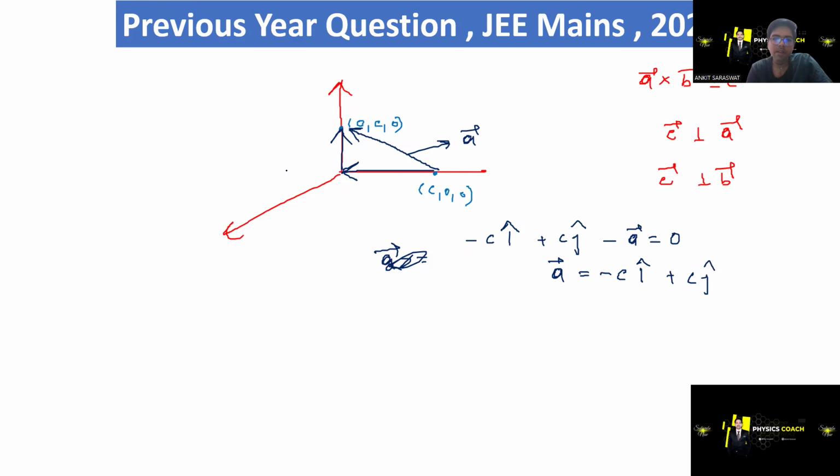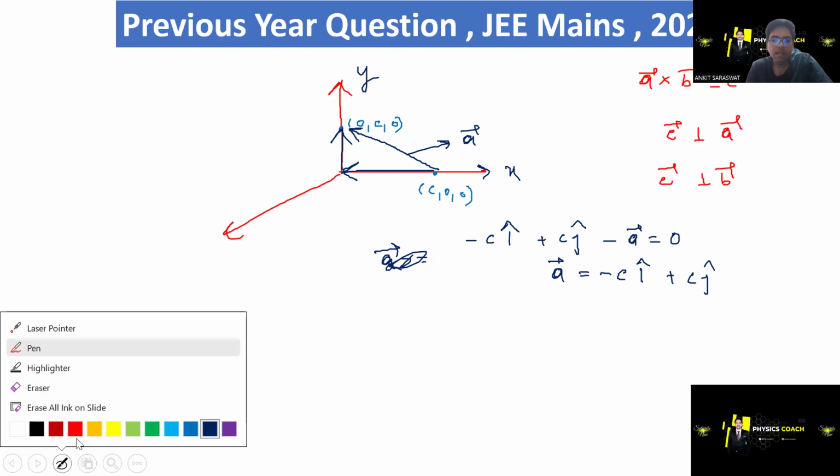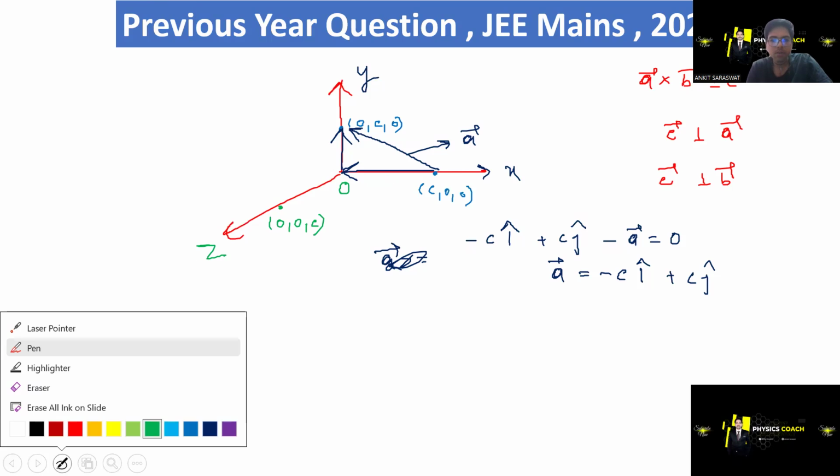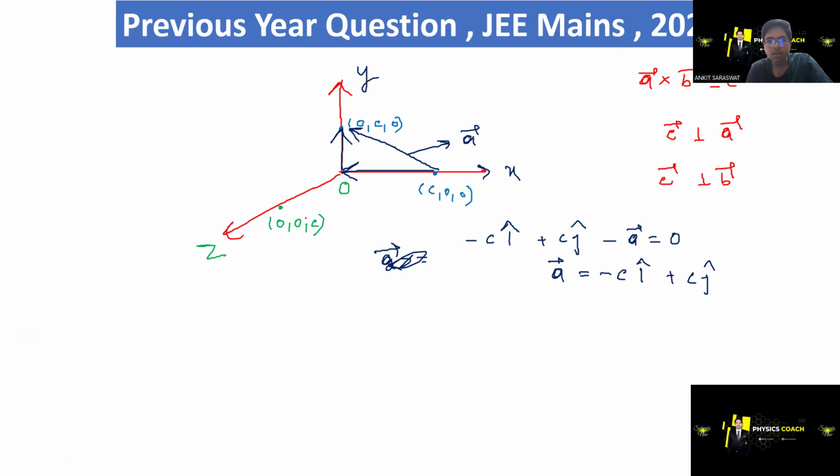In a similar way, I got one vector in the xy plane. Now I need one more vector in the plane wavefront itself. This is z. What is the coordinate? This coordinate is x0, y0, and z is not 0. Clear? So I got one more vector like this. This is the b vector.